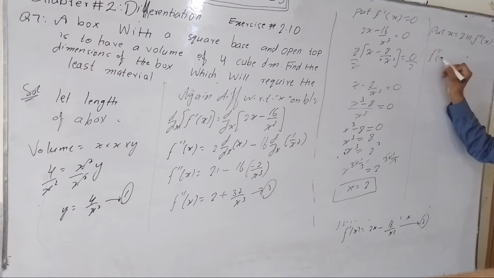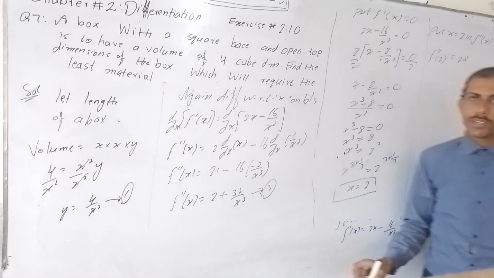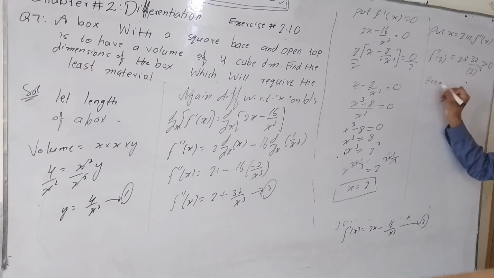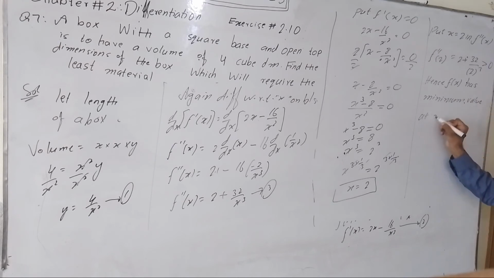f double prime of 2 is equal to 2 plus 32 divided by 2 power 3, which is greater than 0. Hence f of x has minimum value at x is equal to 2.